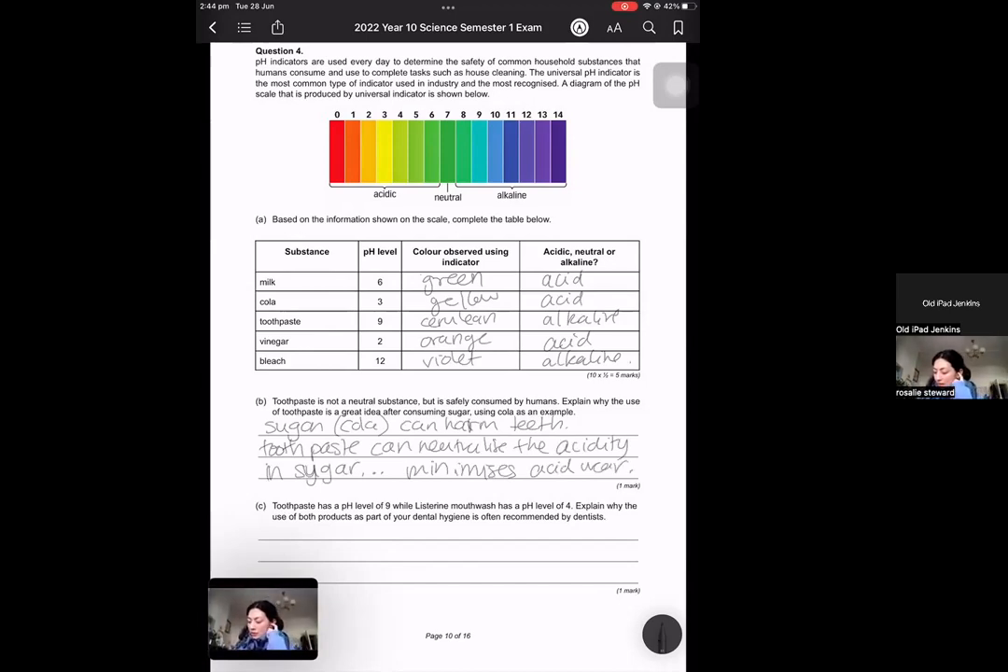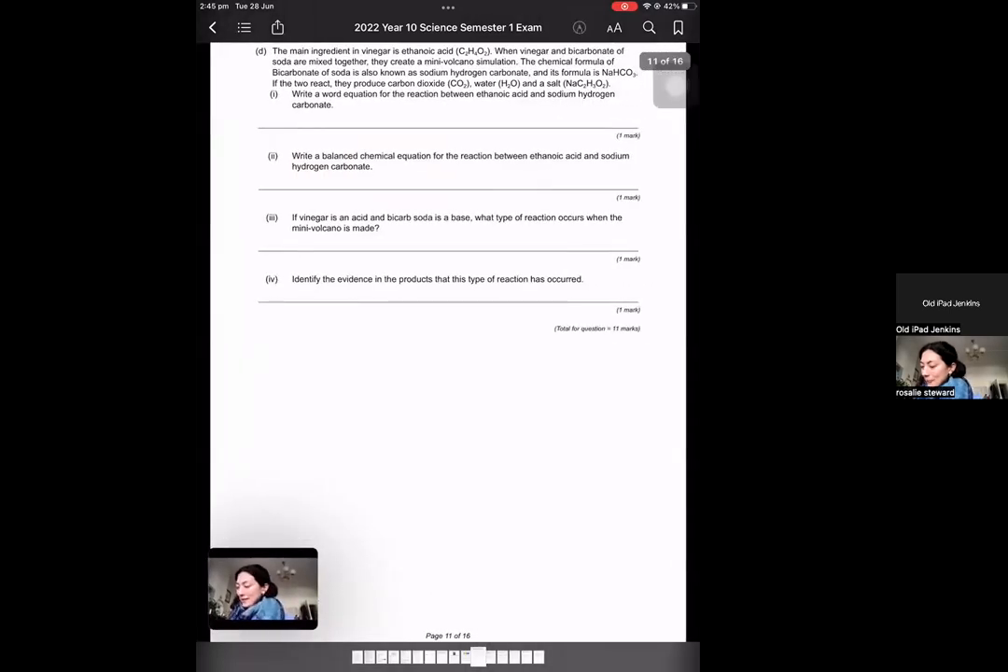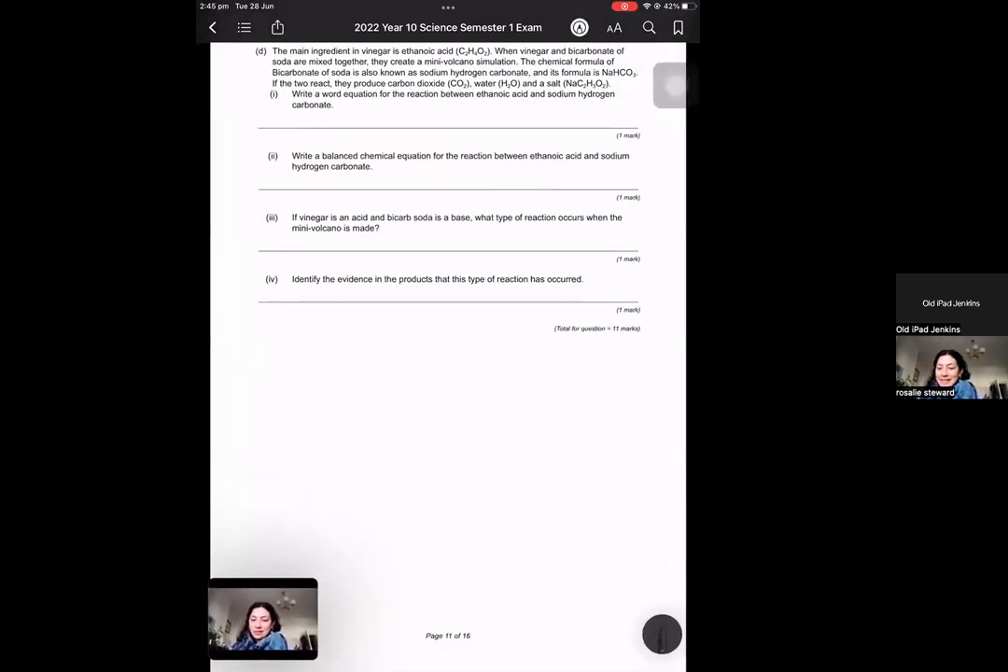Okay, so toothpaste has a pH level of 9. Let's remember again. So this is the exact same question. You can experience the health benefits of both products while having an overall more neutral substance in your mouth. Neutralization. Okay. Oh, God. Balancing equations.